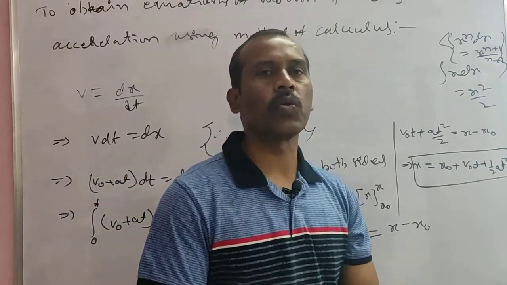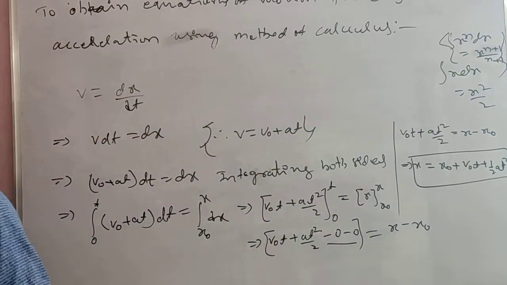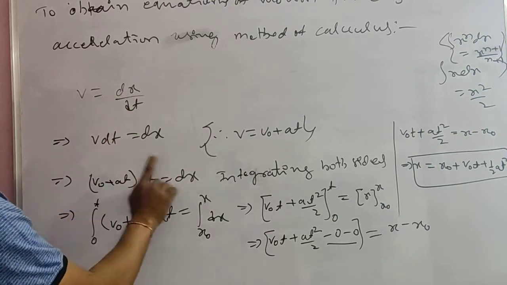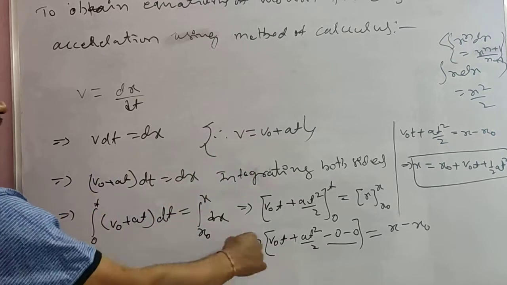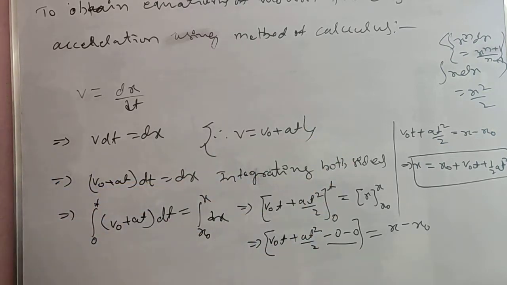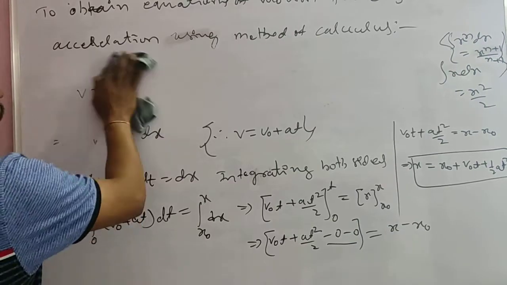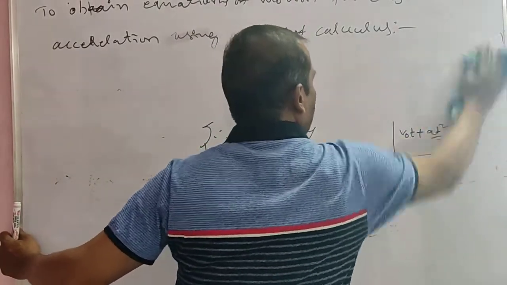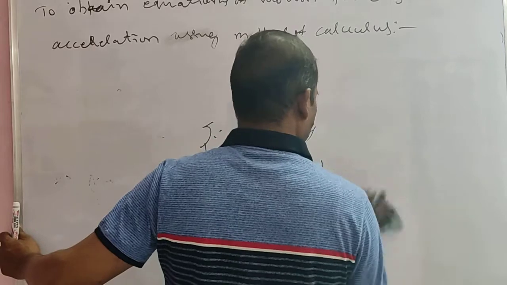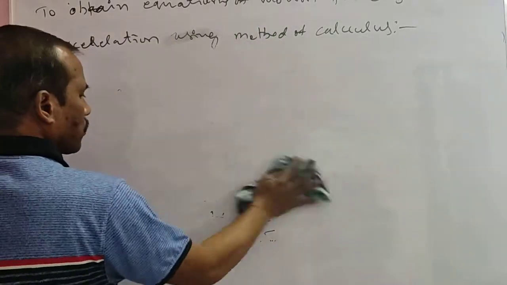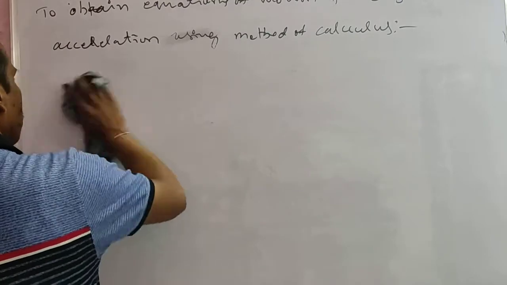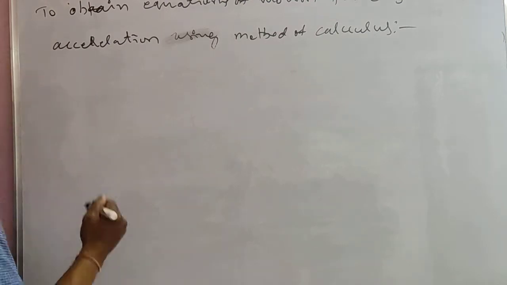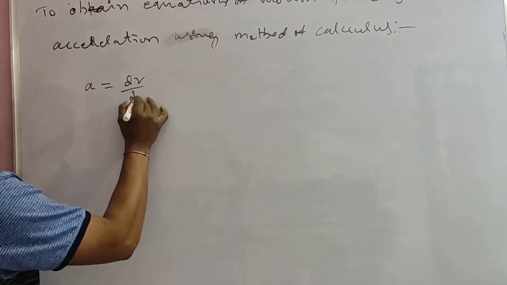Next, v squared minus u squared is equal to 2as. Note this one. First of all, the kinematic equation is very simple: v is equal to dx by dt, cross multiplication, substituting the value, we finally get x is equal to x naught plus v naught t plus half a t squared. Now the formula v squared minus u squared is equal to 2as. Here acceleration a is equal to dv by dt. a is a constant.